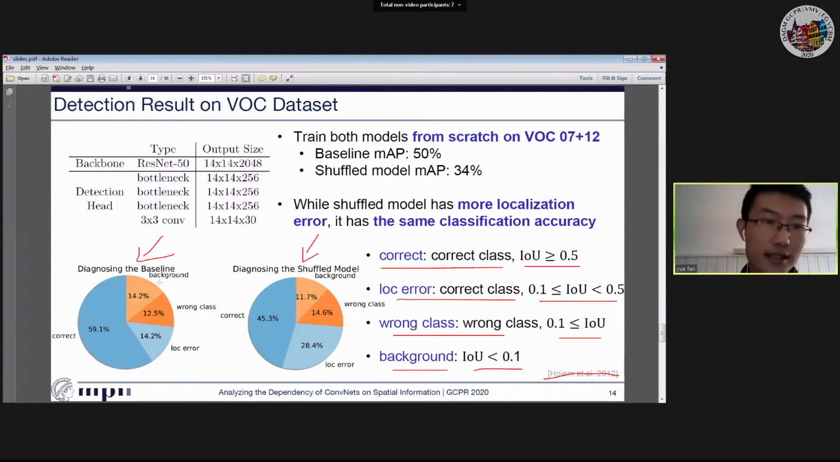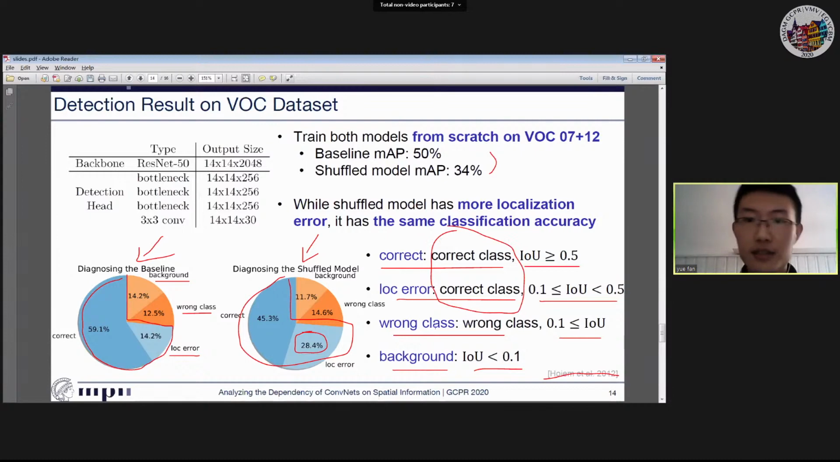And here we have the diagnosis result from the baseline and the one from the shuffle model. We can see that in terms of background and wrong class error, they're actually more or less the same, but this localization error is actually doubled here. That's why we have this performance difference. While the shuffle model has more localization error, it actually has the same classification accuracy as the baseline model. Because if you compare the percentage of the blue color, they're actually the same, because both correct and localization error have the correct label.